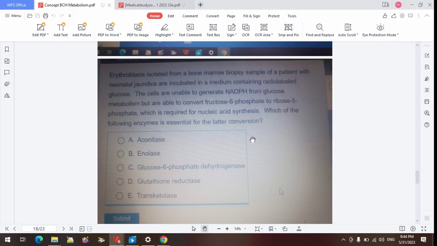Erythroblasts isolated from the bone marrow biopsies of a patient with a genetic disorder are incubated in a medium containing labeled glucose. Cells are unable to generate any NADPH from glucose metabolism, but can convert fructose 6-phosphate to ribose 5-phosphate, which is required for nucleic acid synthesis. Which enzyme is necessary for the latter conversion? Transketolase. Yeah. So I know it will be like a walk in the park for you.